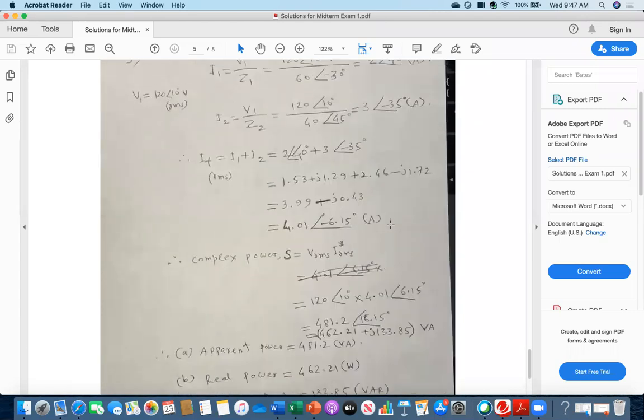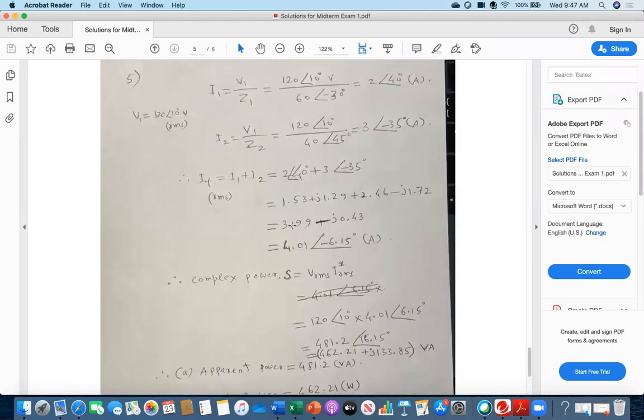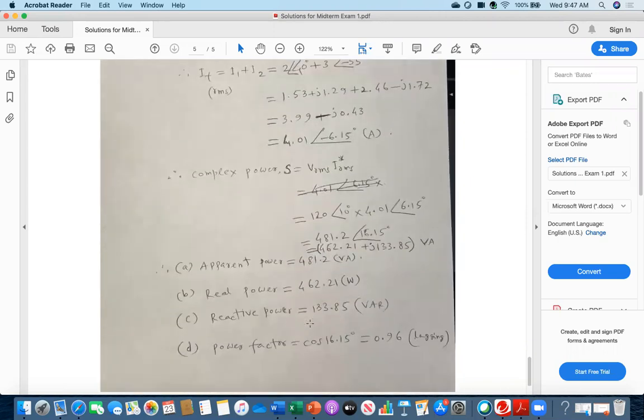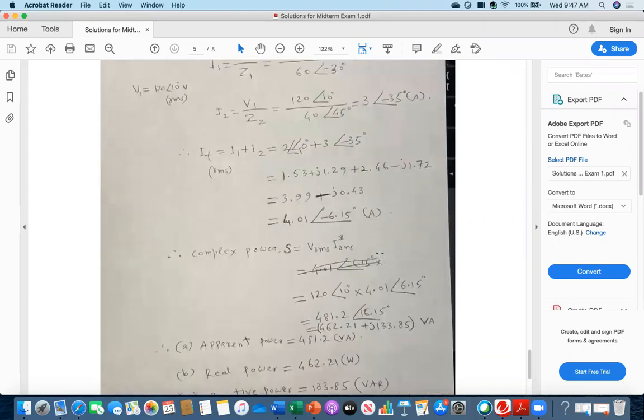Okay, so you see here, on this I1, I just gave 3.99, but I think you rounded that to 4. Yeah, then that is the reason you got a difference of one. So you are fully fine.